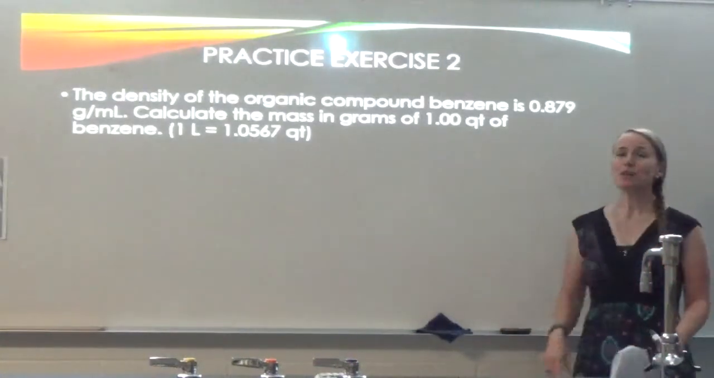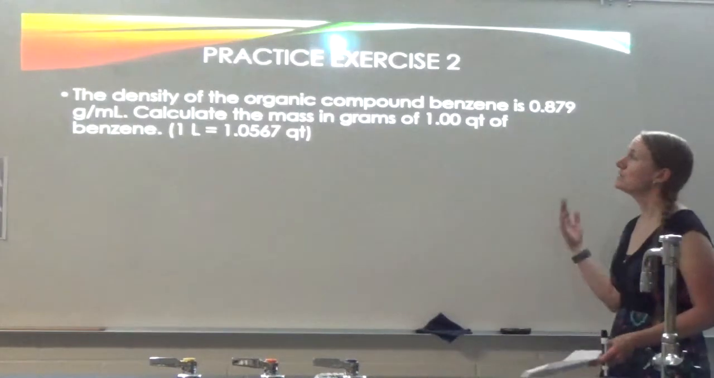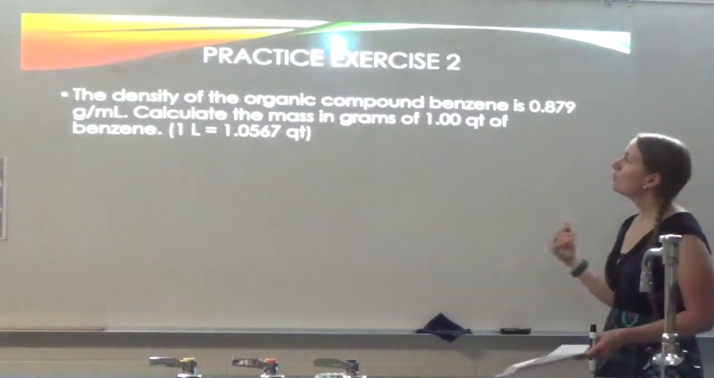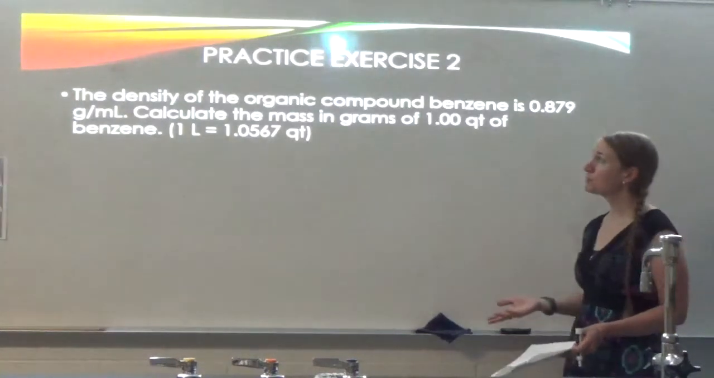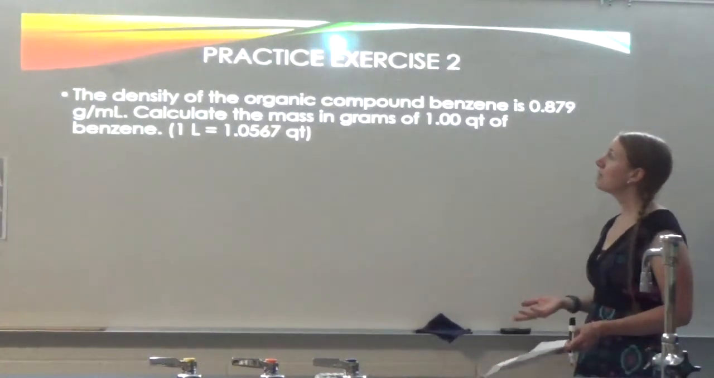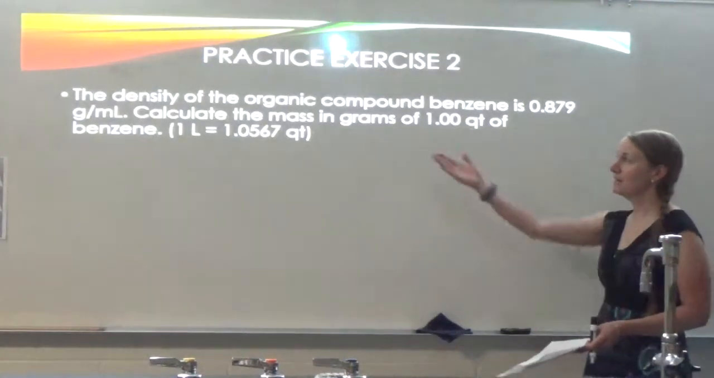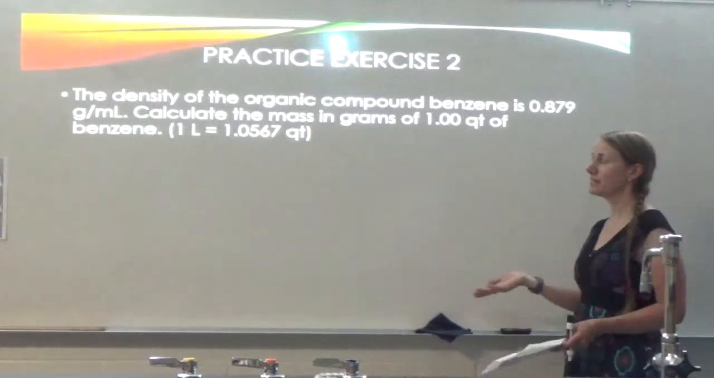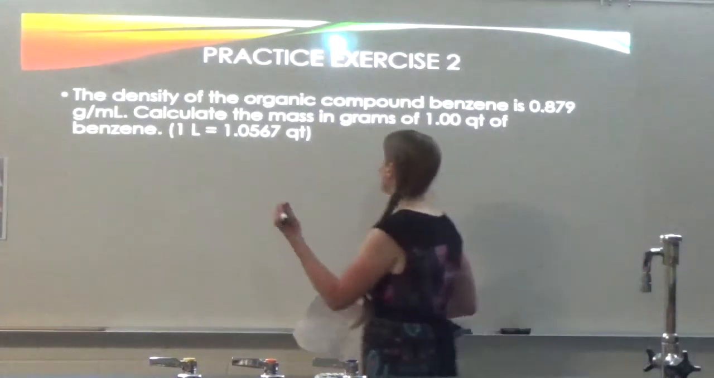All right, so last one. So please try this one if you haven't been trying ones on your own yet. It says the density of the organic compound benzene is 0.879 grams per milliliter. Calculate the mass in grams of 1 quart of benzene. And then it tells me 1 liter is 1.0567 quarts. Okay, so we have 1 quart of benzene.